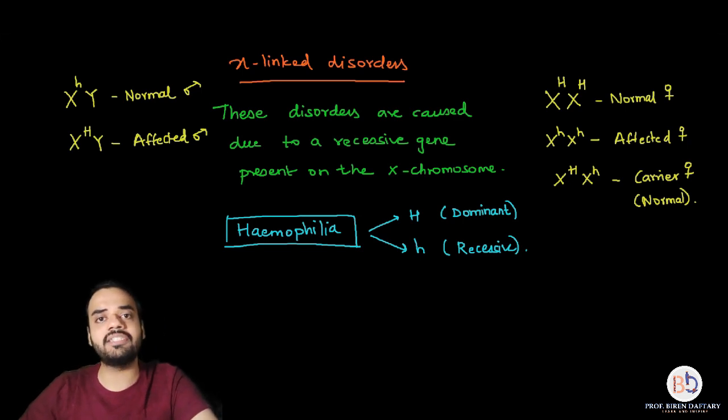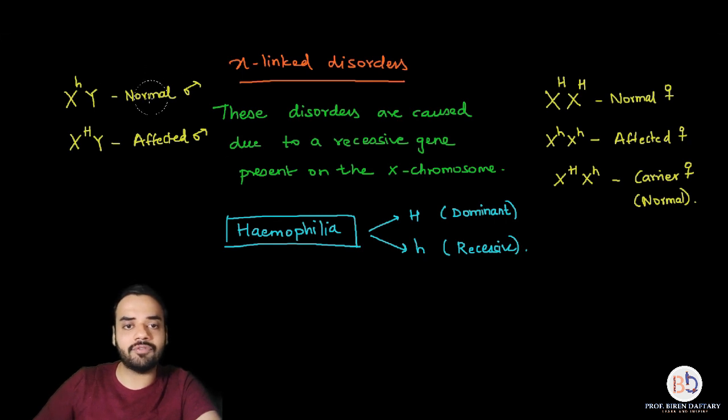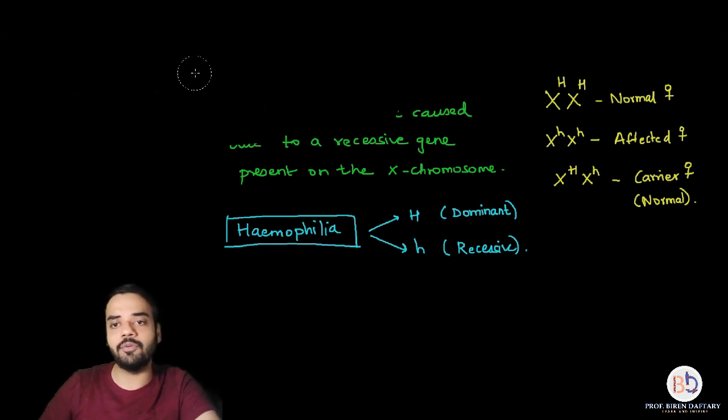Later on, we will also be studying color blindness. The logic is the same, right? In case of color blindness, we will be using the letter capital C for a normal person and small c for a person having that defective gene. Anyway, now let us rub this off, okay, and let us see a few problems.